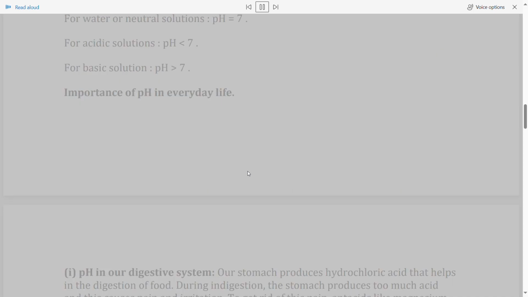For water or neutral solutions, pH is equal to 7. For acidic solutions, pH is less than 7. For basic solutions, pH is greater than 7.